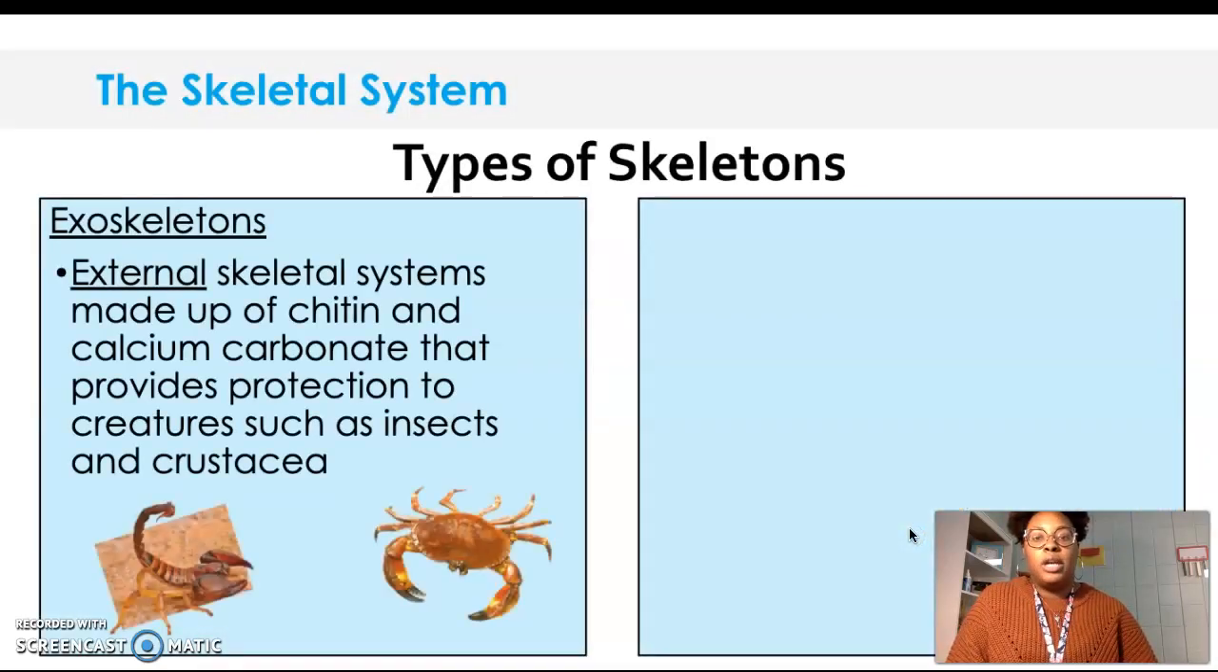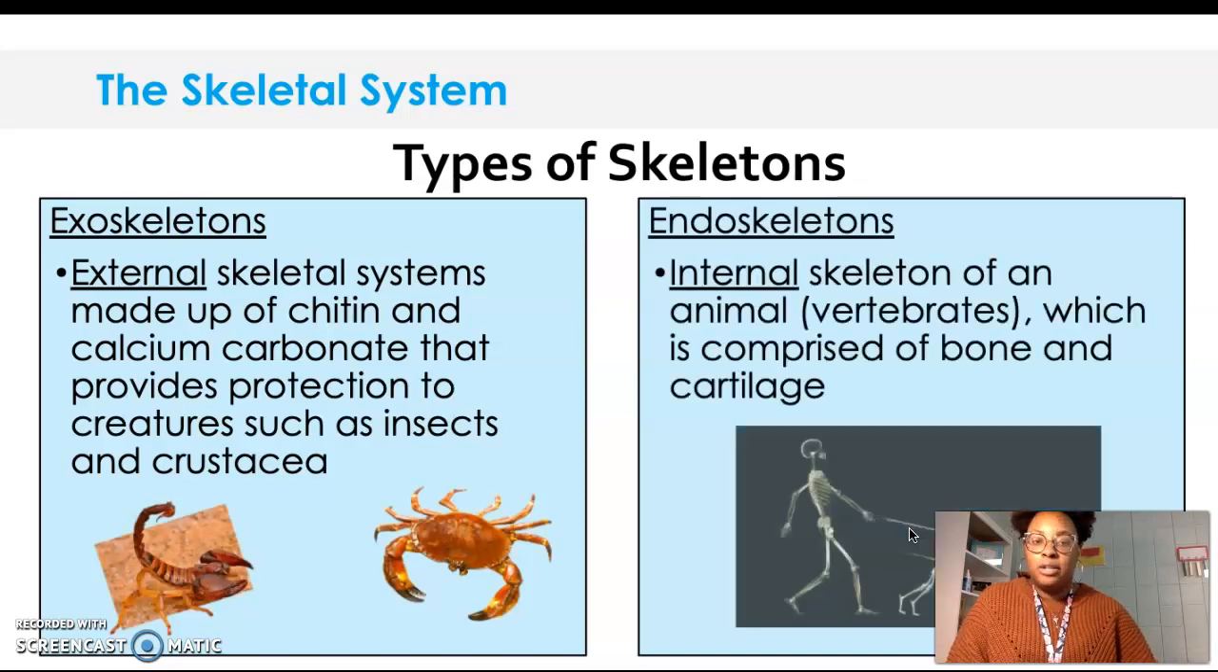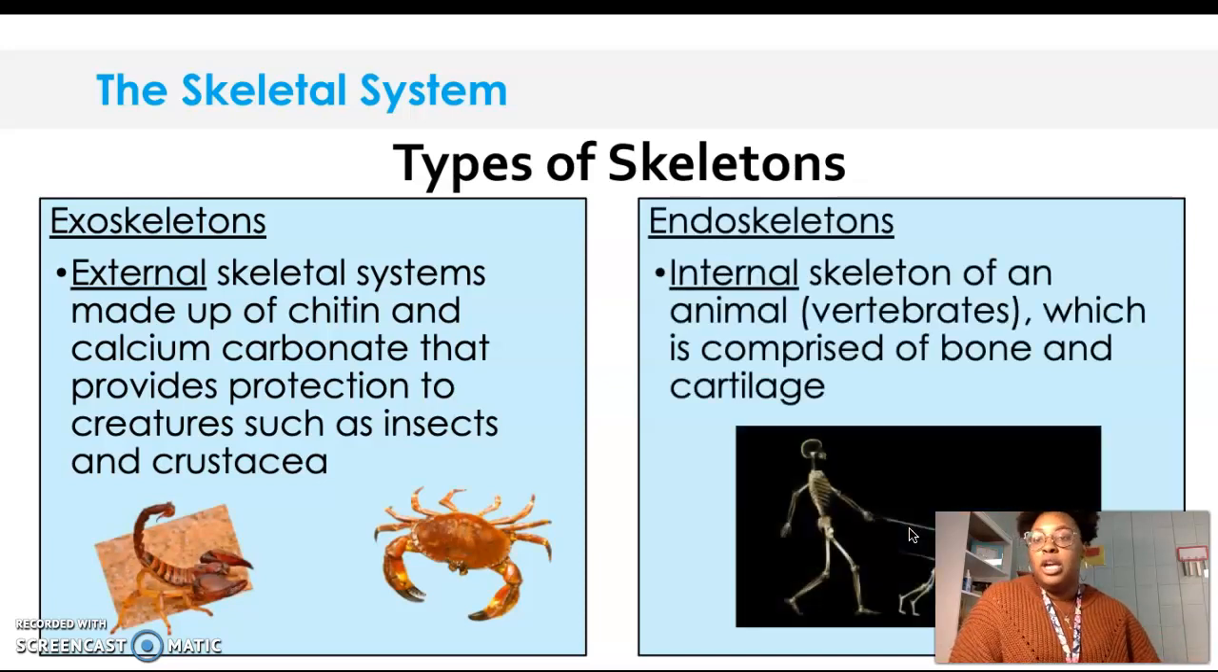So there are two types of skeletons. There is an exoskeleton and an endoskeleton. So the exoskeleton is an external skeleton. It's on the outside, and so it's almost like the shell of a crab. And then an endoskeleton is on the inside, and that's exactly what we have, an endoskeleton. And that means it's internal and it's made up of bones.